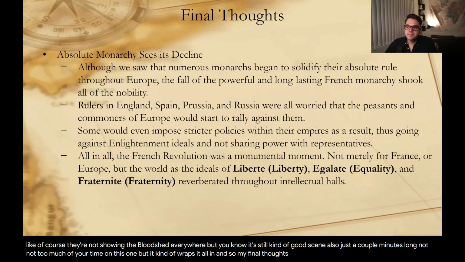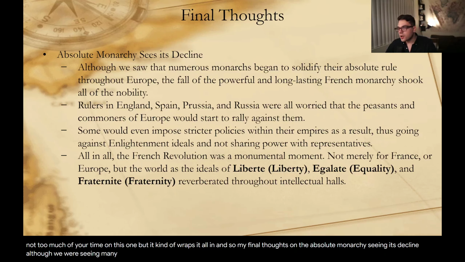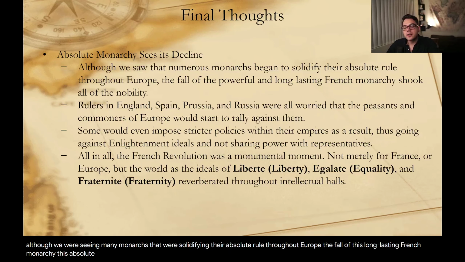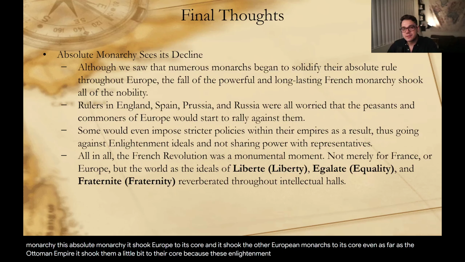And so my final thoughts on the absolute monarchy seeing its decline. Although we were seeing many monarchs that were solidifying their absolute rule throughout Europe, the fall of this long-lasting French monarchy, this absolute monarchy, it shook Europe to its core, and it shook the other European monarchs to its core. Even as far as the Ottoman Empire, it shook them a little bit, because these Enlightenment ideals were spreading quickly and people were reading them.